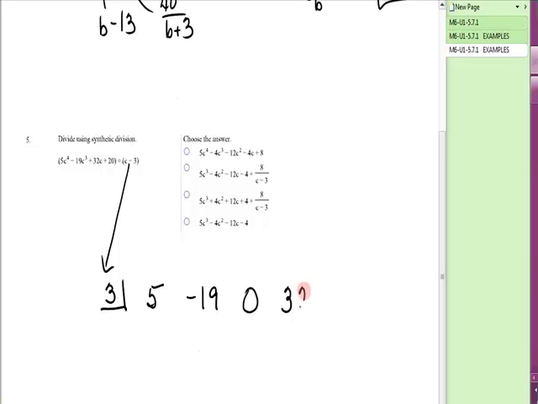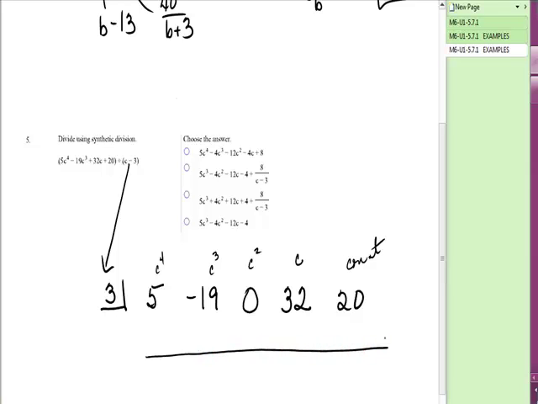Then 32c and 20. So let me remind you, this was the coefficient of c to the 4th, c to the 3rd, c, and constant. There was no c squared. There has to be a representative spot for it, so you're going to have to put a 0 placeholder, just like we did with long division.